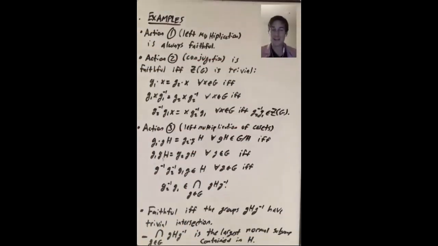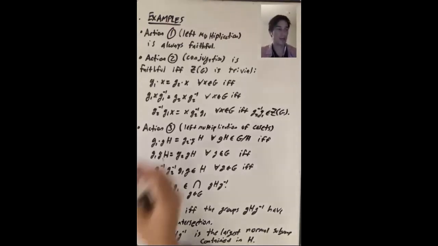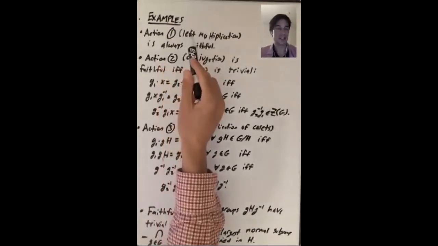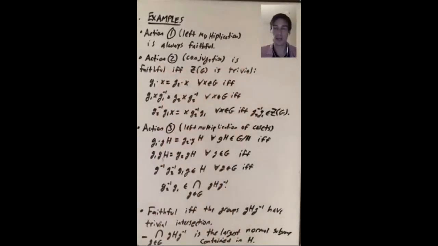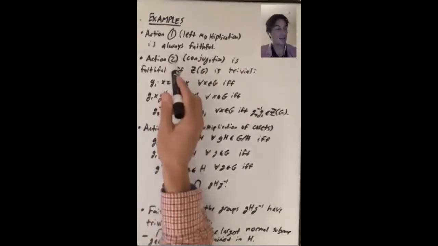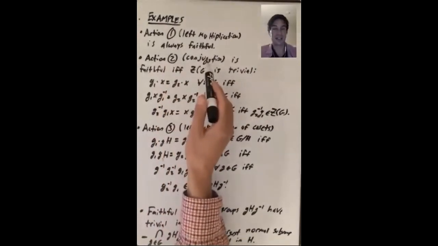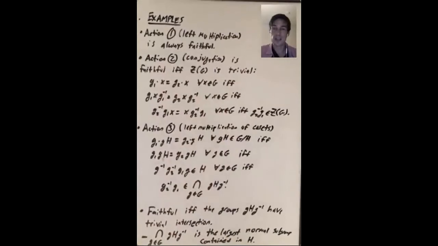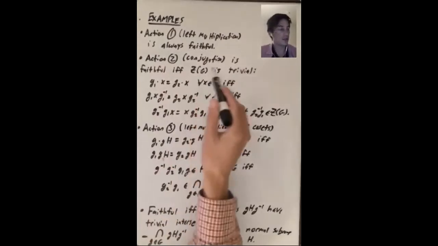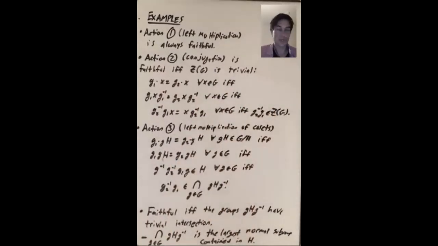Now that we know the definition of what it means for a group action to be faithful, let's look at the three big examples that we were talking about earlier. So action one, that is G acts on itself by left multiplication, this is always a faithful group action. So different elements always act in different ways. Action two, that is the action of G on itself by conjugation, is faithful if and only if the center of G is trivial. So why is that?